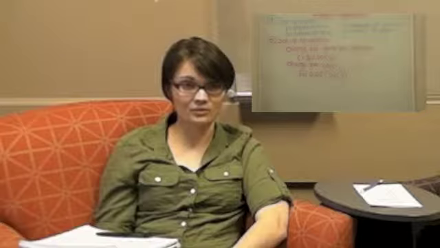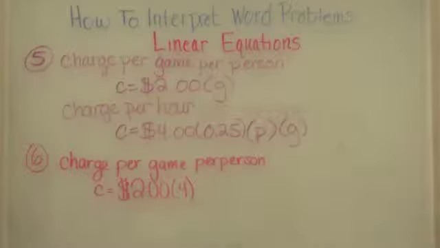So now we can actually set up the second equation now that we know what the variable for H stands for. We know that C is going to equal 4 times H, but now that we actually have an equation for H, we can plug that equation into our function. C will now equal 4 times 0.25 times P times G. And now, you're solving the problem.